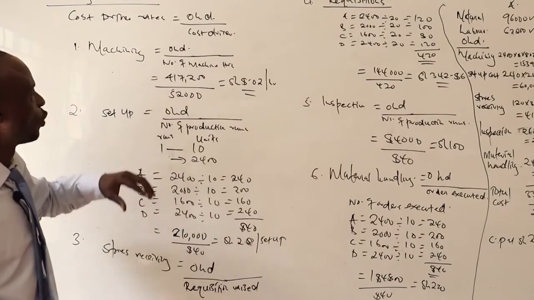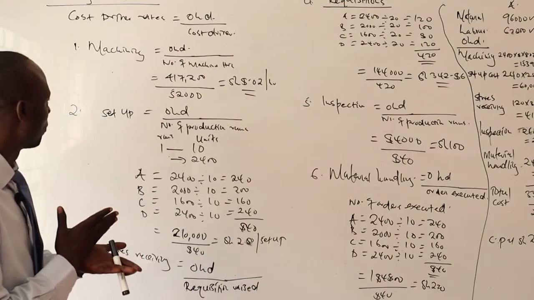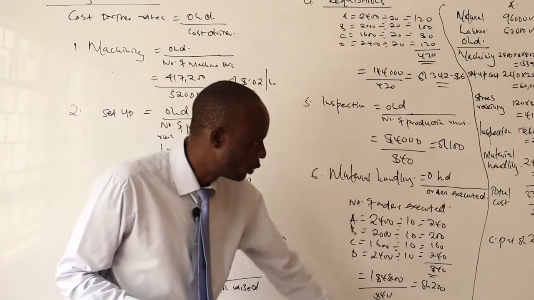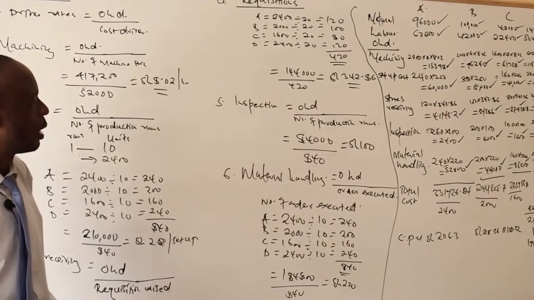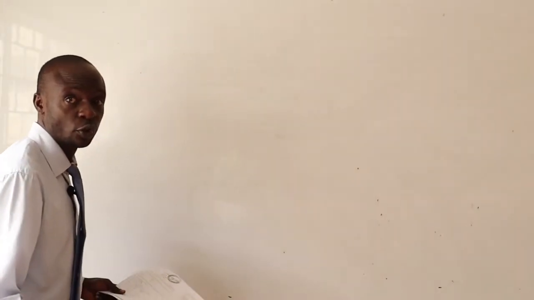So we are going to determine what we call the cost driver rates. Based on how you benefited from that activity, overheads will be allocated based on that. So that is how we do it. We'll do another question to reinforce what we have discussed. We're going to do another question on activity-based costing.